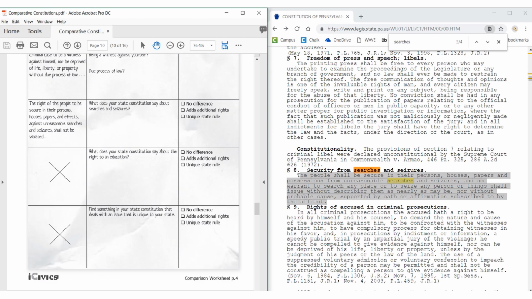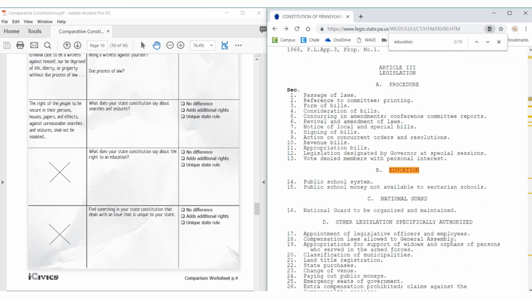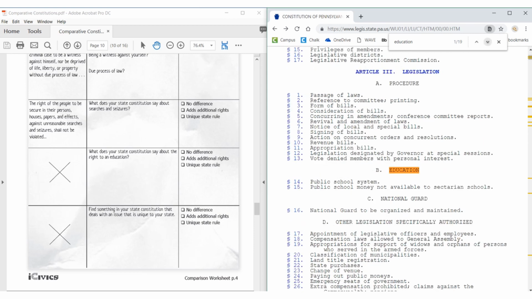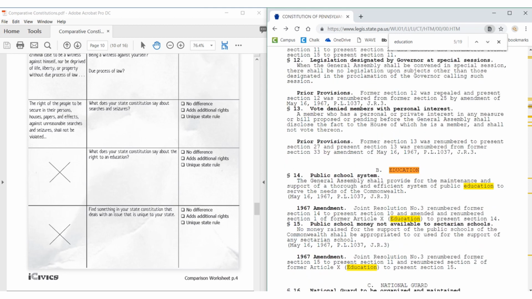What does your Constitution say about the right to an education? So I'm just going to search education. And let's start at the top. It seems like we have a section on just education in Pennsylvania. So the General Assembly shall provide for the maintenance and support of a thorough and efficient system of public education to serve the Commonwealth.